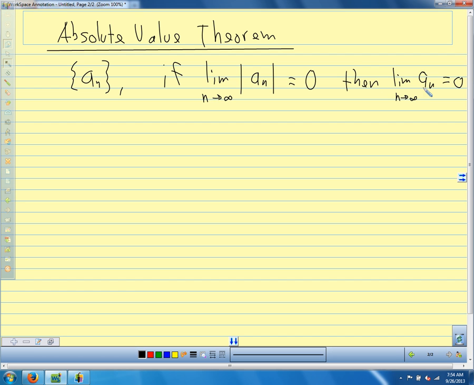So squeeze theorem, absolute value theorem, just a couple of tools that we can use to determine if sequences converge. Questions on that?